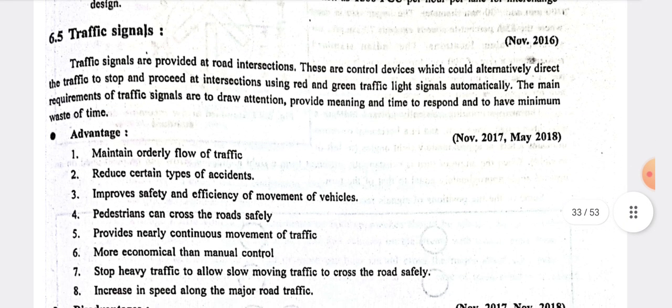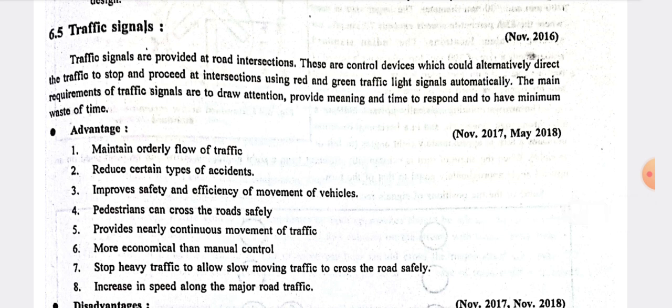Now next topic is traffic signals. The traffic signal topic we will discuss in the next lecture. So here we stop our lecture. Thank you.